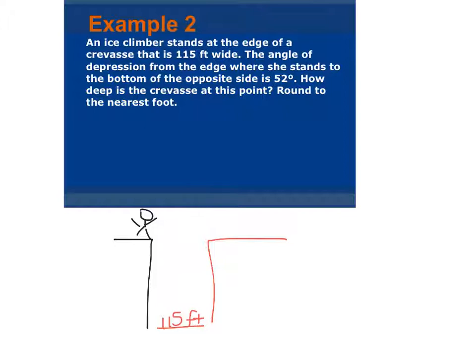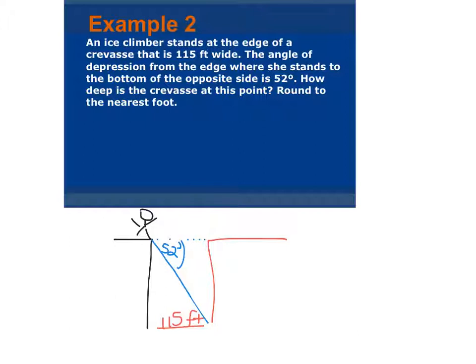It says the angle of depression from the edge, from where she stands to the bottom of the opposite side, is 52 degrees. So here goes my angle of depression. Here's the line of sight. It makes a 52-degree angle. This is going to be a common mistake if you put it on the other side. Remember, it's made from the line of sight to the point where you're looking down.